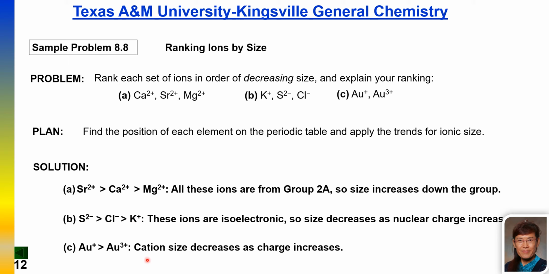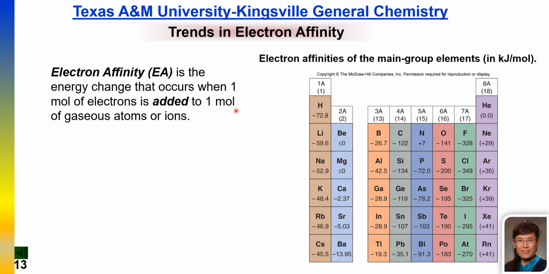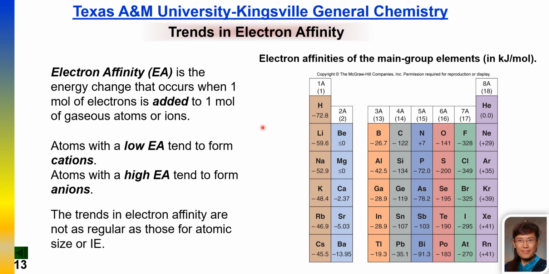And the last one, the same gold species. The parent is gold metal. So the more positive, the smaller. So a cation decreases in size as the charge increases. That's essentially about the size changes.